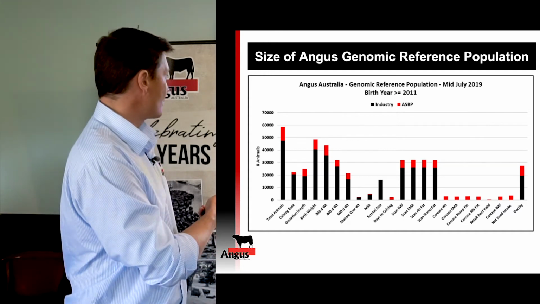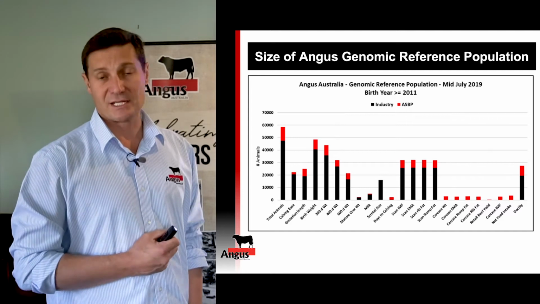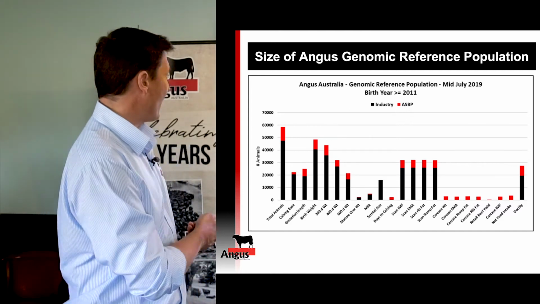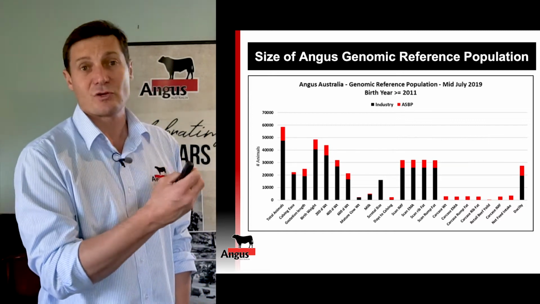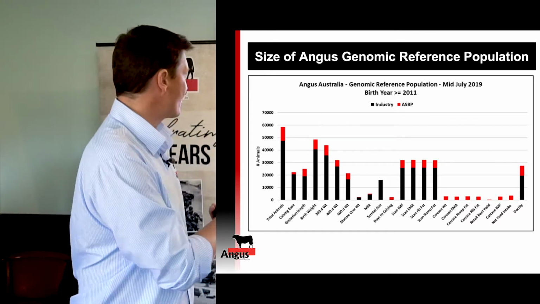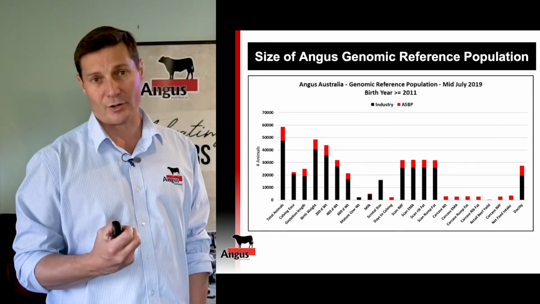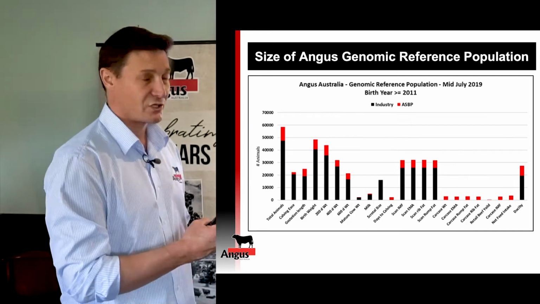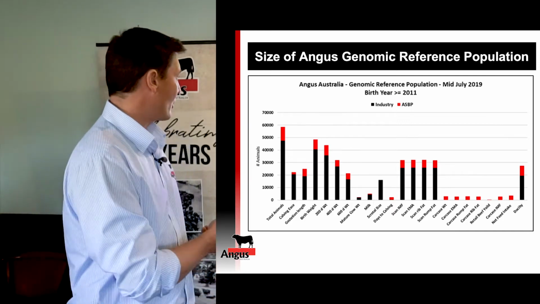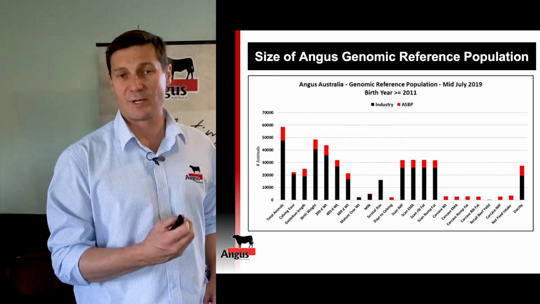So if we look at the total animals, the total size of the reference population now is around 60,000 animals. The black bar on this graph shows the animals which have been genotyped in industry or member herds, versus the red, which is the animals genotyped within the Angus sire benchmarking program. The first bar, the total animals, are just the animals which have been genotyped. Across the different bars, you can see what performance information has been collected on them.